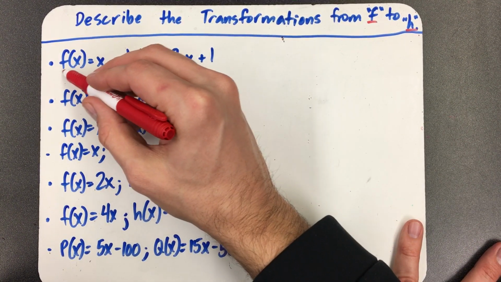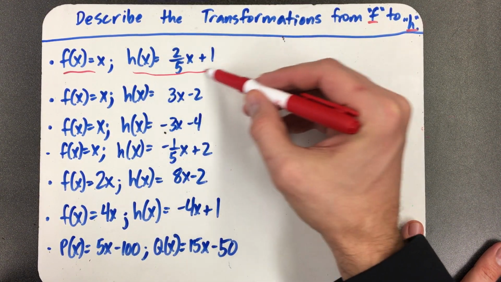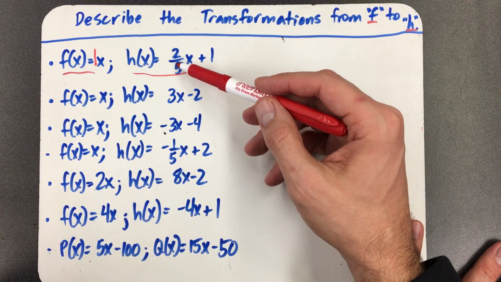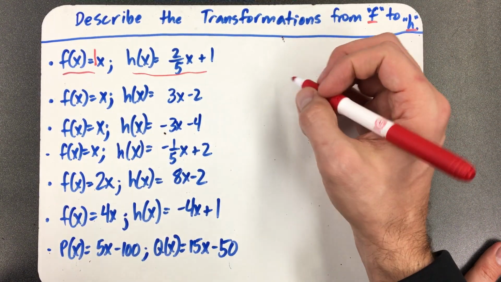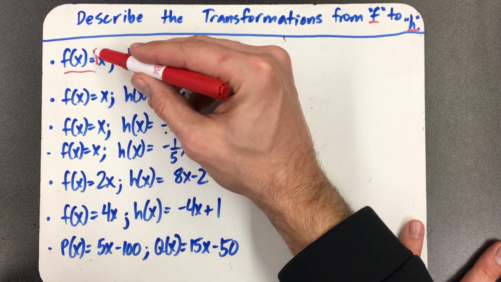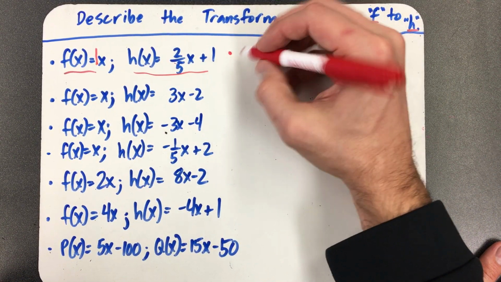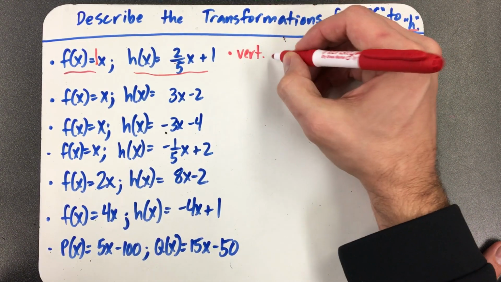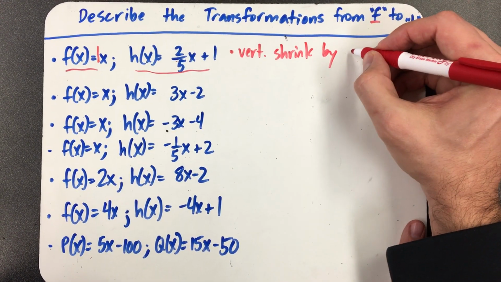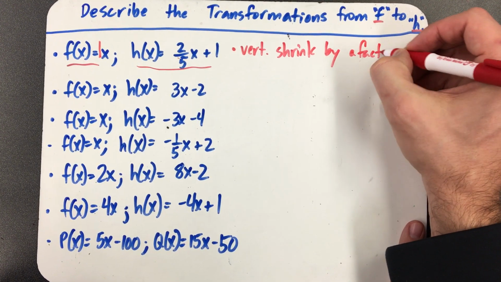So here's the basic one. Look what we did on this one. Instead of a 1, we've changed it to 2/5. So this number is smaller than 1. We have it shrunk down here, the slope has gone from 1 to 2/5. This is a vertical shrink. I'm just going to abbreviate: by a factor of 2/5.